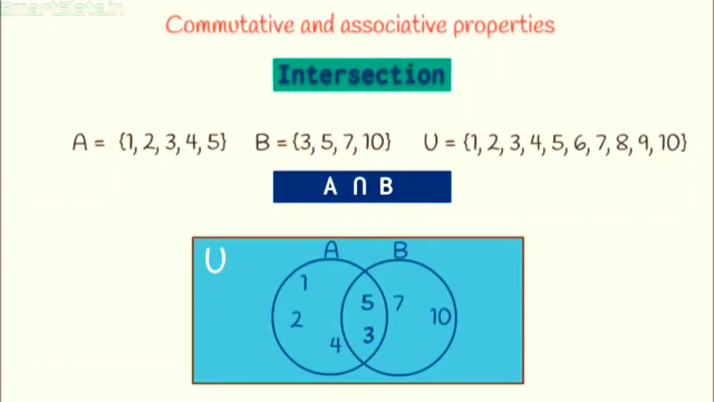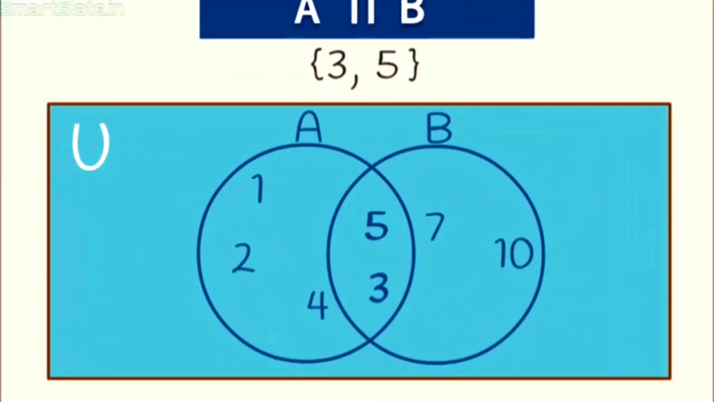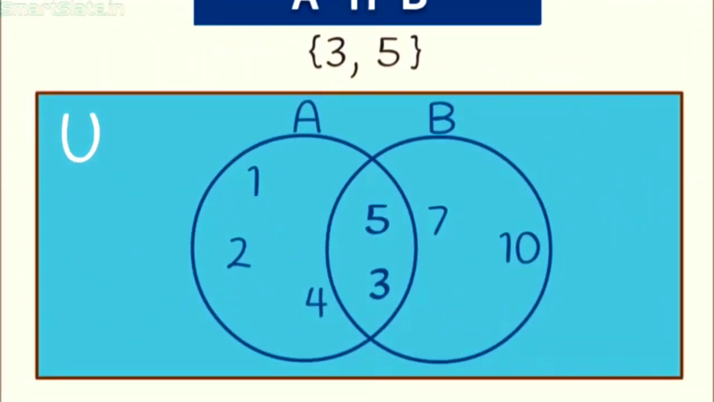Next, the intersection part. Here the intersection is the common element between A and B. The common elements between A and B are 3 and 5. See the diagrammatic representation of intersection of sets. The dark area is the intersection part of these two sets.